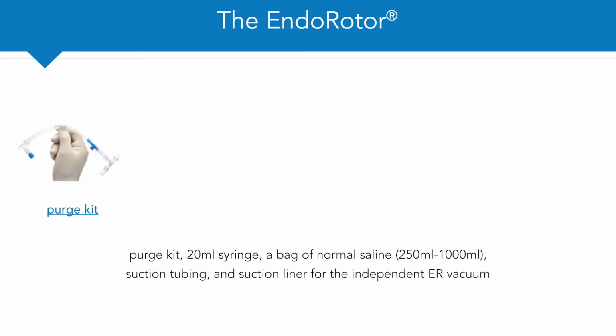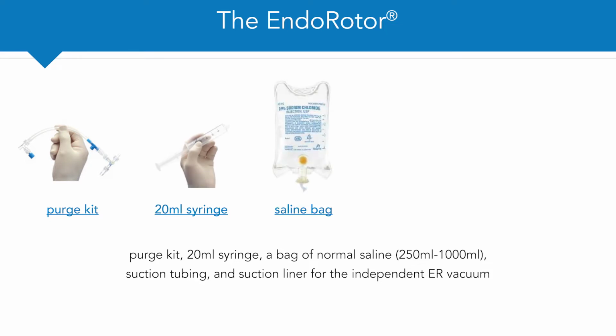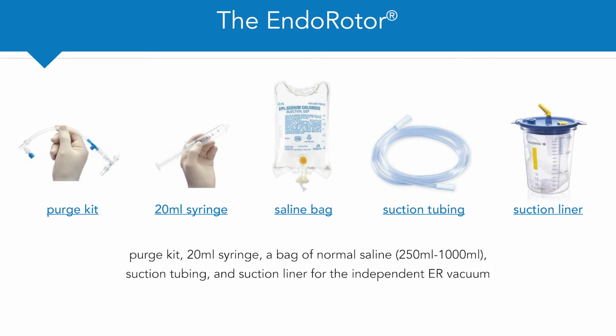Disposables required for the procedures where tissue collection is not desired are EndoRotor Purge Kit, 20 milliliter syringe, a bag of normal saline, 250 milliliters to 1,000 milliliters, suction tubing, and suction liner for the independent ER vacuum.